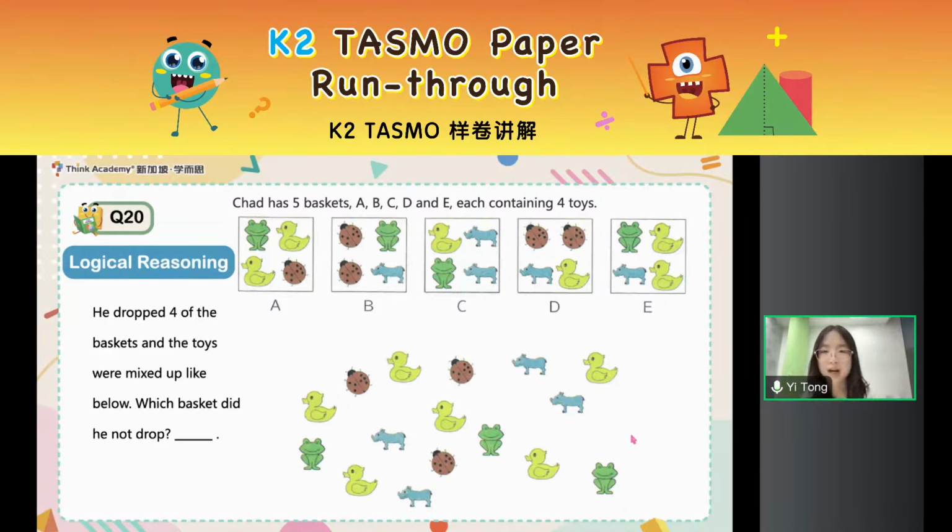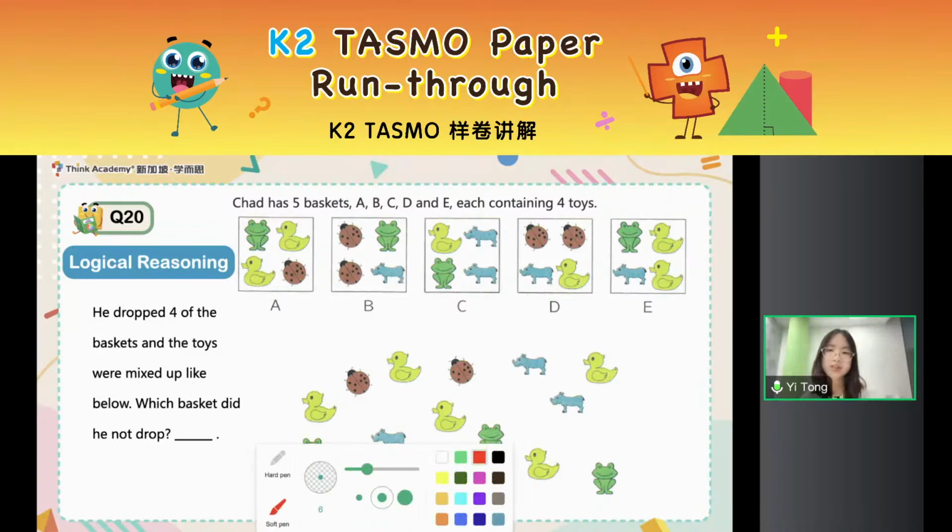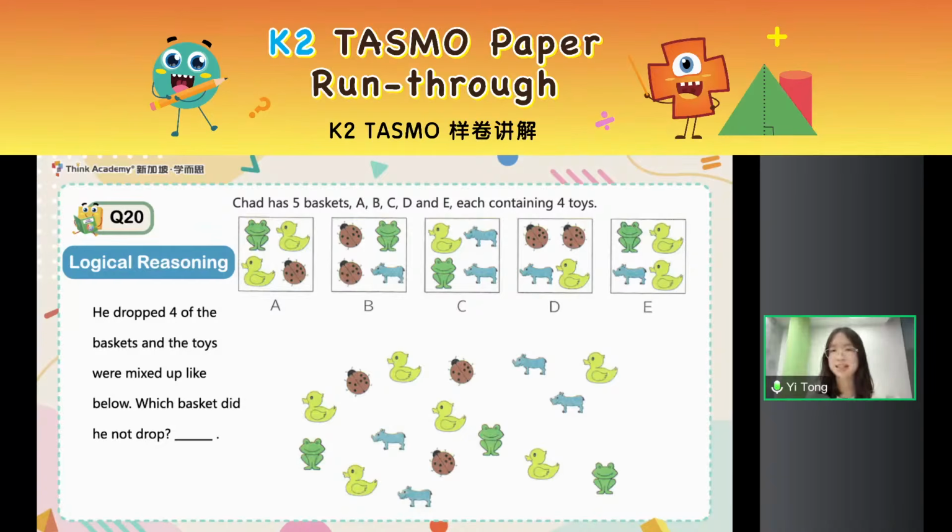Now, let's start from the number of toys left in the end. Let's count. Oh, because Teacher Liz loves the ducklings, I'm going to count the ducklings first. So let's see, how many ducklings are there?